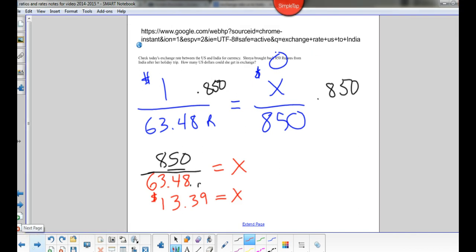And so, again, instead of cross products here, I just multiply by 850, and then I got this statement here, so 850 over 63.48, divided by that, and it looks like Shreya brought back a whopping 13 bucks and 39 cents. It's money, so I would have rounded it. There's some other decimal places, but I would have rounded it to the nearest penny, right, or nearest hundredth.